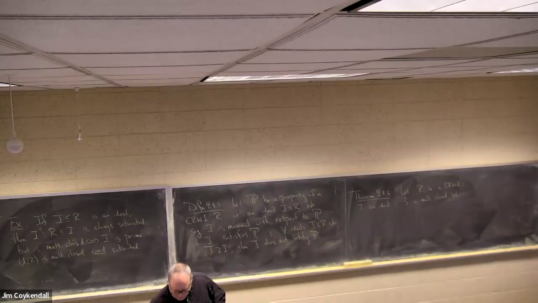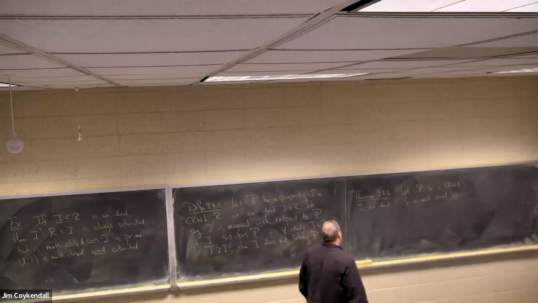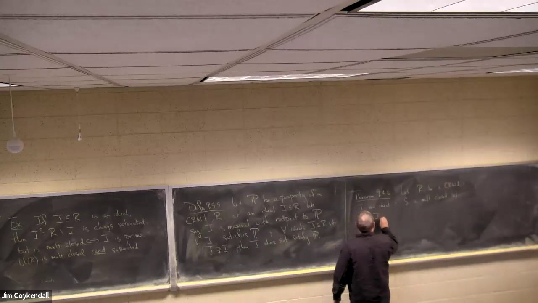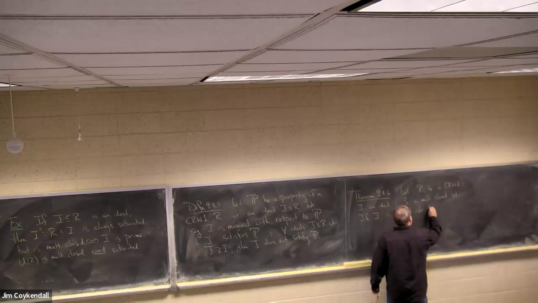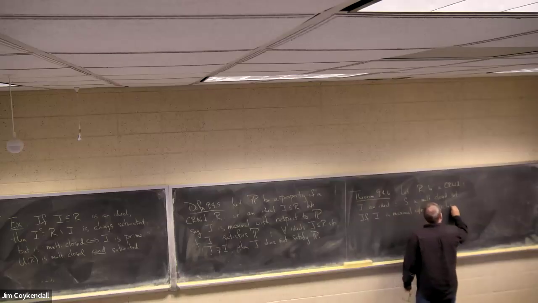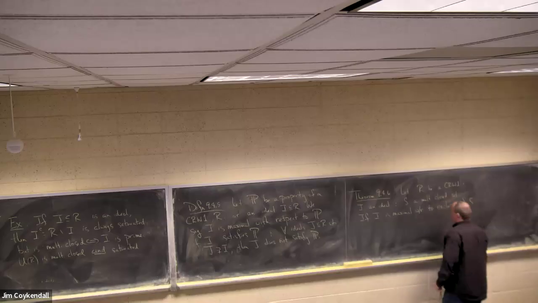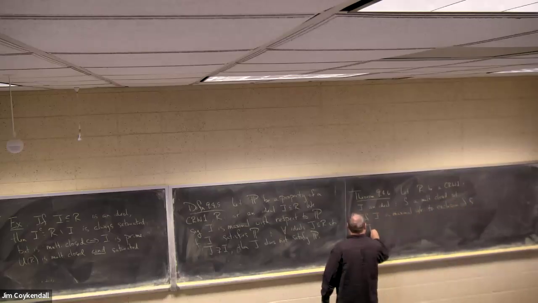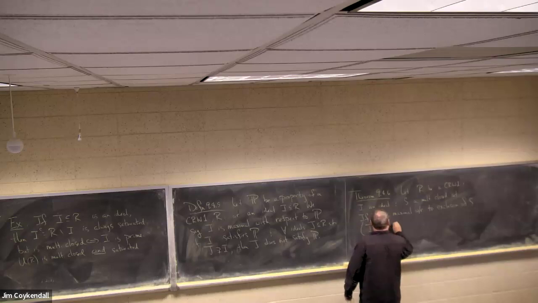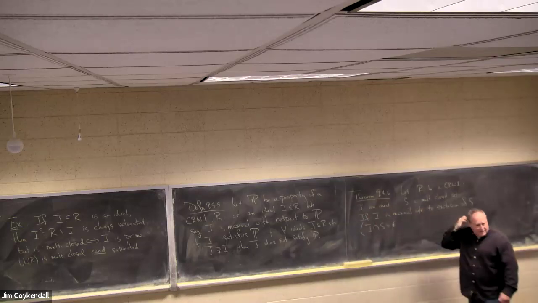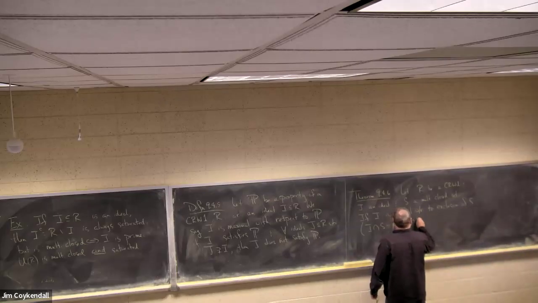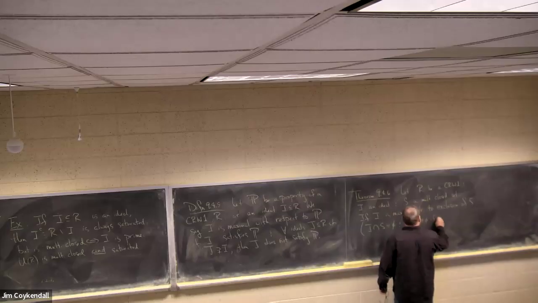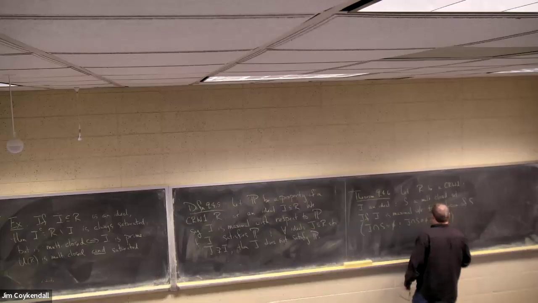If I is maximal with respect to the exclusion of S, this means that exclusion of S means there's no overlap between I and S, and if J strictly contains I, then J intersect S is not empty. Then I prime.